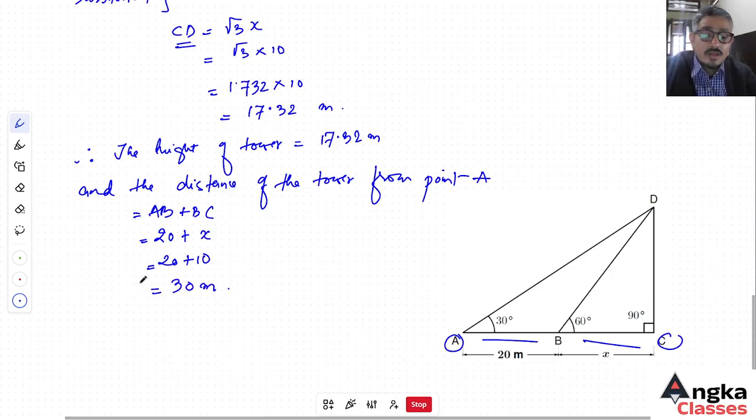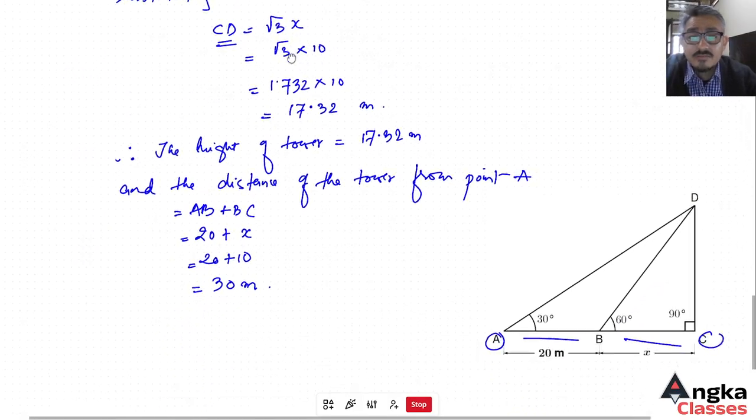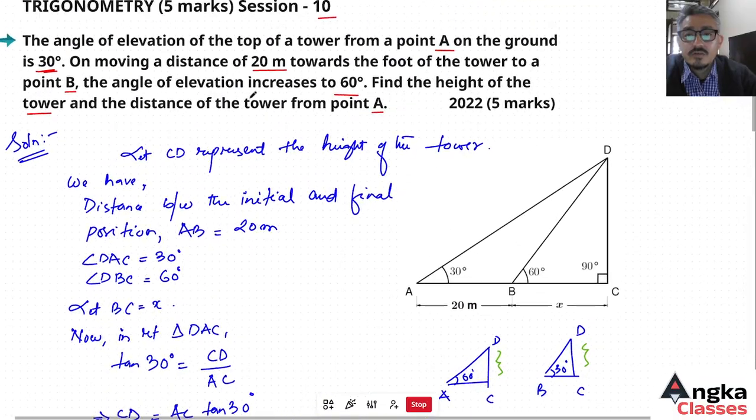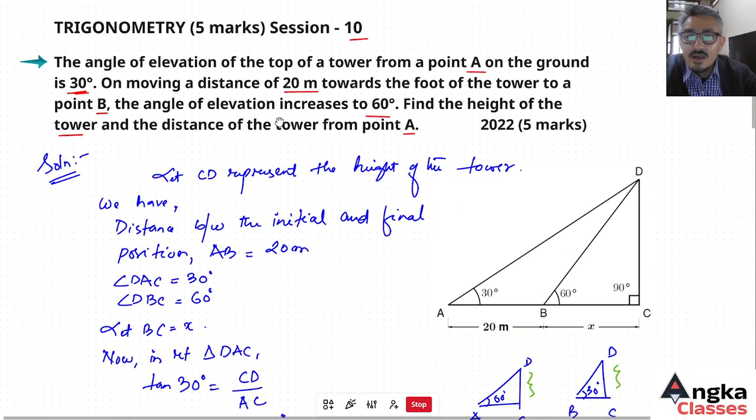So this is how we solve this question. Very simple question. This question was asked in 2022 for 5 marks.